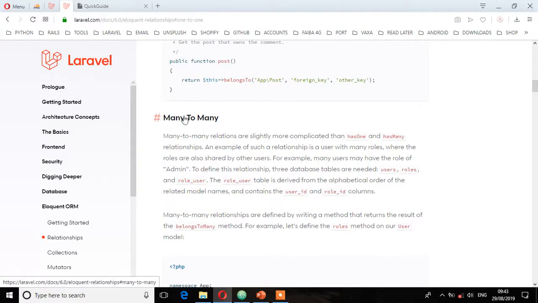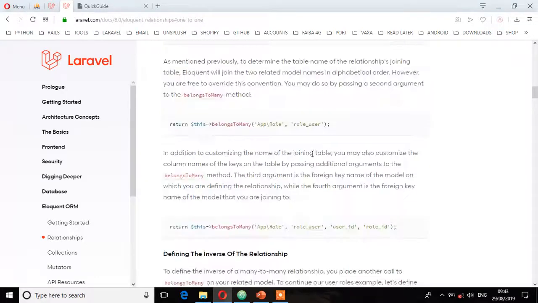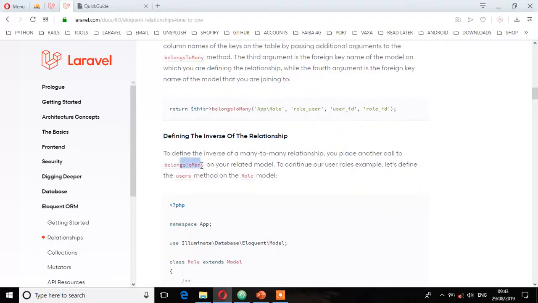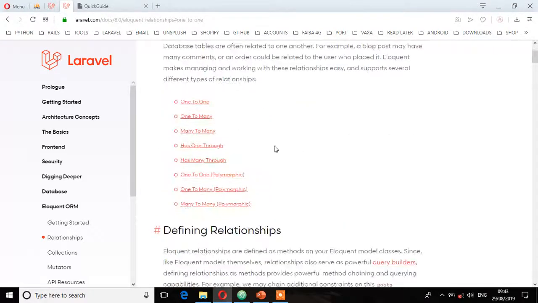We have another one, many-to-many. This one is more complicated than hasOne and hasMany. To define this relationship, you use the belongsToMany method. Also on the inverse, you use belongsToMany. We'll be looking at some of these relationships to understand how they work. So see you in the next lecture.